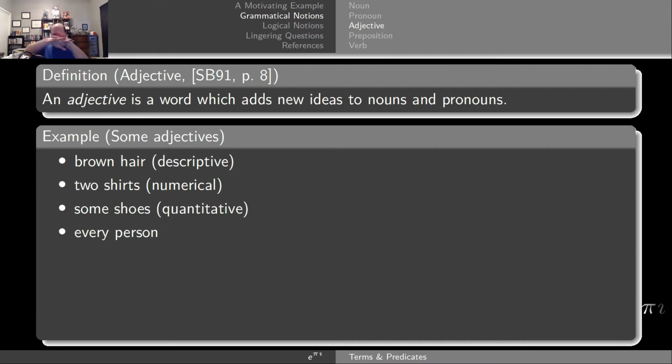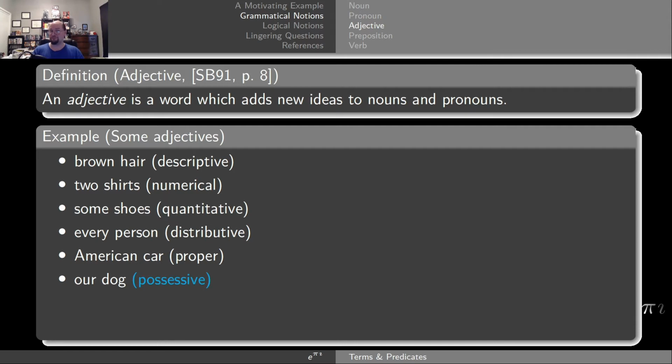Every person, I have a group of people, and I'm talking about every person in that group, distinguishing each particular one. Hence, this is a distributive adjective, distributing the meaning of the sentence to every single person in the group. An American car, well, America is a proper noun. Consequently, I've modified it here to become a proper adjective. Our dog, well, this is describing that this dog is owned by someone. Consequently, this is a possessive adjective. That idea is pointing out a particular idea, consequently it is a demonstrative adjective.